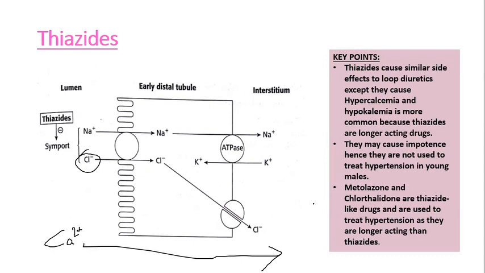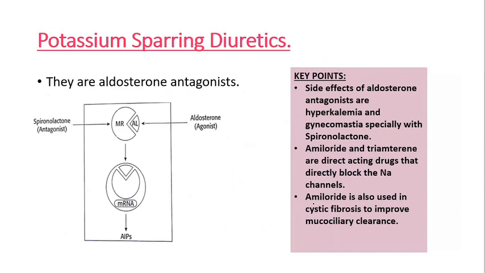Metolazone and chlorthalidone are thiazide-like drugs. Their mechanism of action is the same, so they're used to treat hypertension क्योंकि ये ज़्यादा longer acting हैं than thiazides. फिर आते हैं potassium sparing diuretics पे. ये aldosterone antagonist होते हैं and they act on the collecting tubules. अच्छा, अब ये दो तरीकों से act कर सकता है.